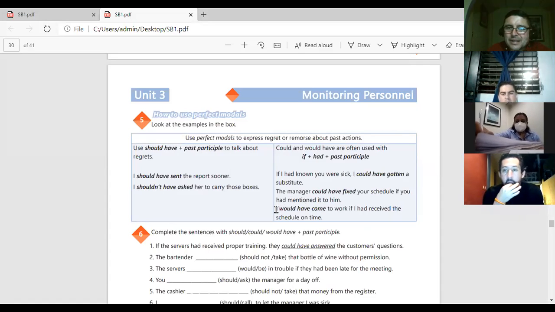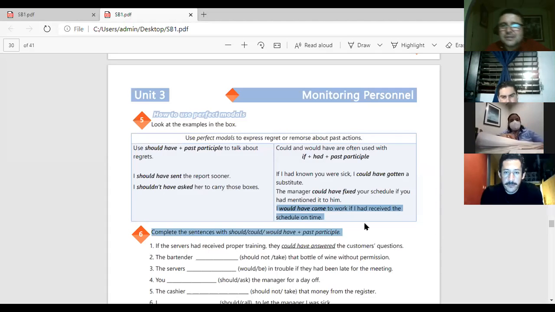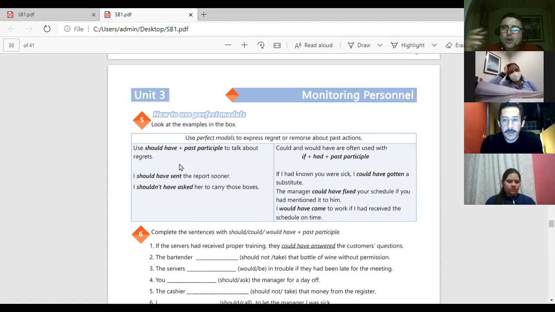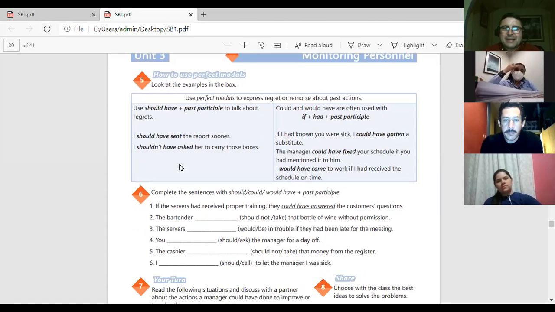Now look at the last one. I would have come to work if I had received the schedule on time. How will you say that one in Spanish? No hubiera venido a trabajar si hubiera recibido mi horario a tiempo. Exactly. So the message is the person didn't go to work because this person did not receive the schedule on time. So once again, like I tell you, the sentence can be positive or it can be negative, but they're always connected to something in the past.